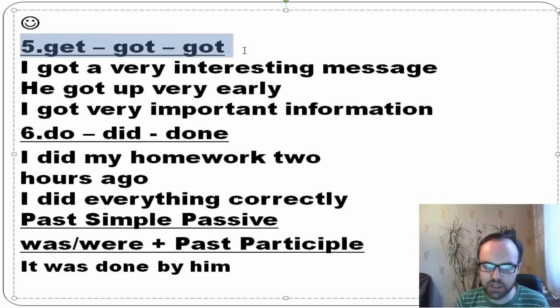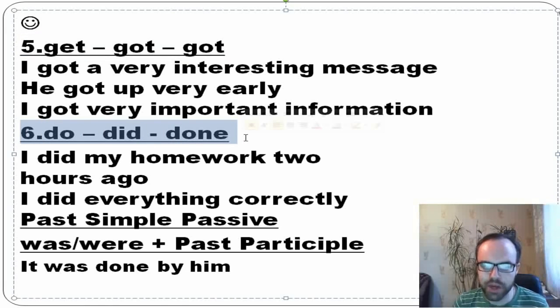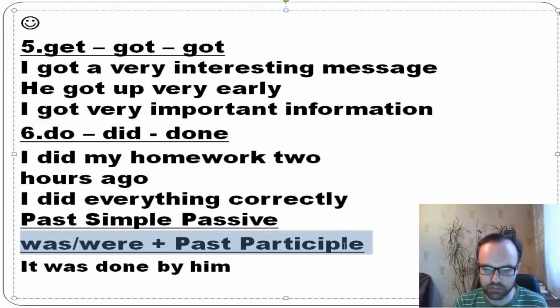5. Get, got. I got a very interesting message. He got up very early. I got very important information. Do, did, done. I did my homework 2 hours ago. I did everything correctly. And past simple passive, you know that we form it this way. Was, were plus past participle. For example, it was done by him.